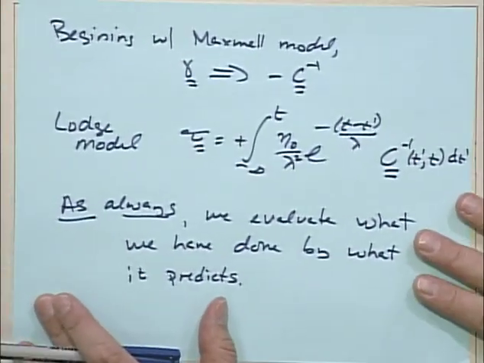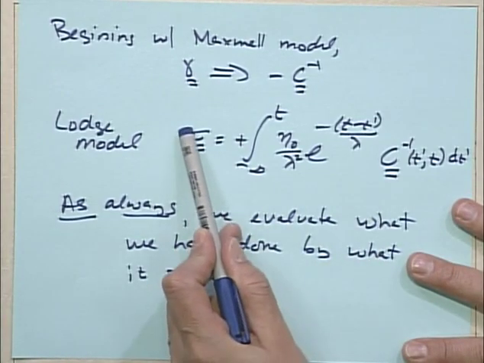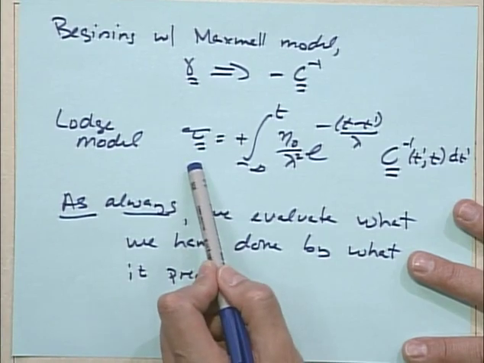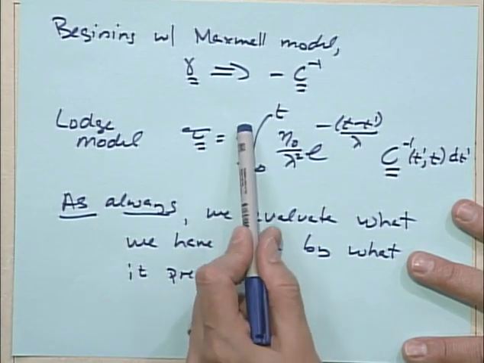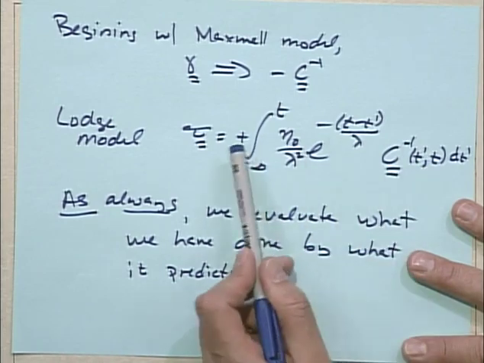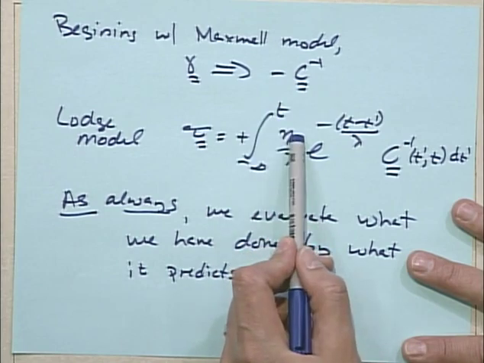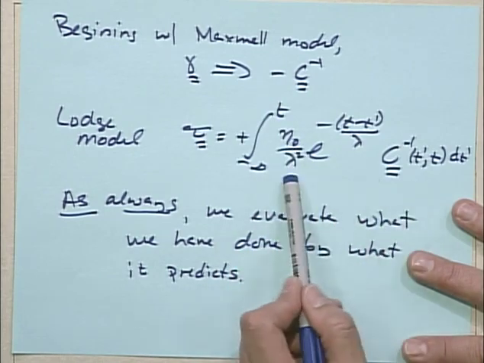Likewise, you can start with the Lodge model and do the same thing. Take the time derivative of this equation, partial with respect to t, okay? And then the partial of this right-hand side. Again, when you take the partial derivative of an integral, you use Leibniz rule to bring the partial derivative inside. Then you have this product here.